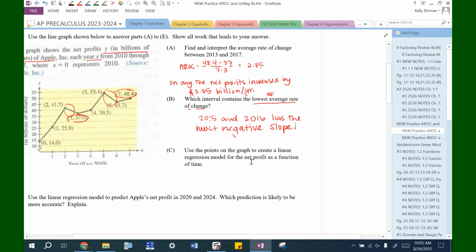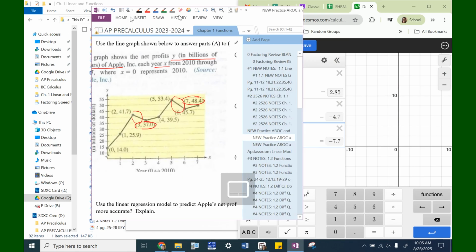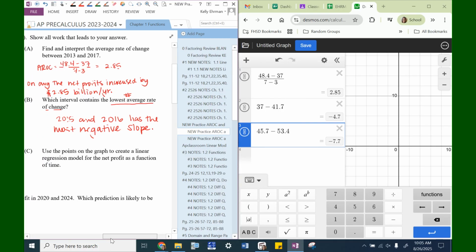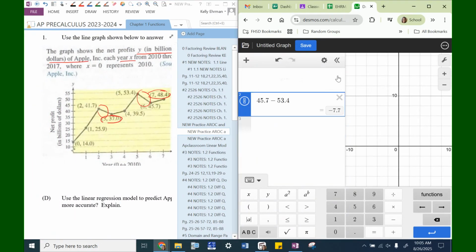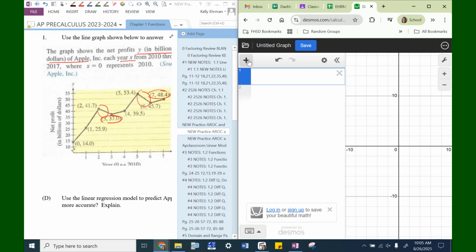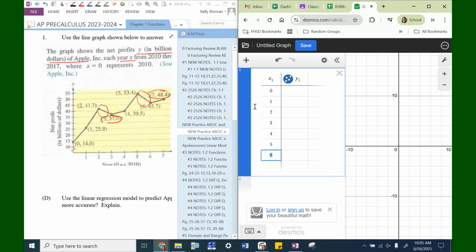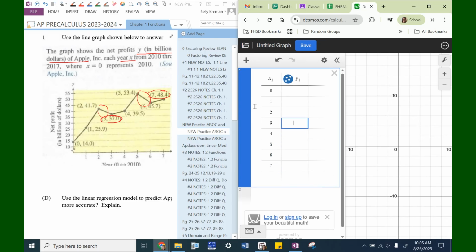Use the points on the graph to create a linear regression model for the net profit as a function of time. So we need to enter these data points into Desmos. I'm going to clear out my old stuff. To do this, you add a table and type in the x coordinates first. So 0, 1, it starts guessing for you, all the way out to 7. And then we need to enter this data in. So 14, 25.9, 41.7, 37, 39.5.